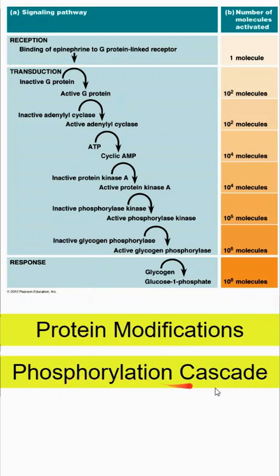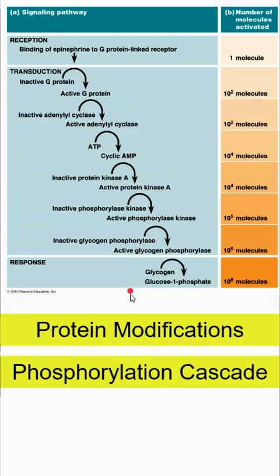We also have these phosphorylation cascades, and as you can see, it looks like a waterfall cascading down. A lot of these are kinases. Kinases are enzymes associated with attaching phosphate groups, which changes the function of the proteins because they go from an inactive to an active state.